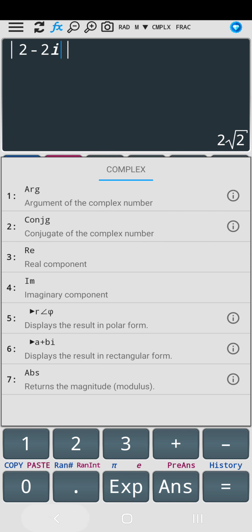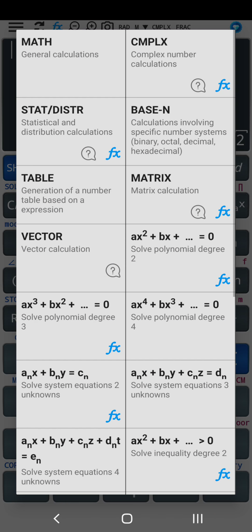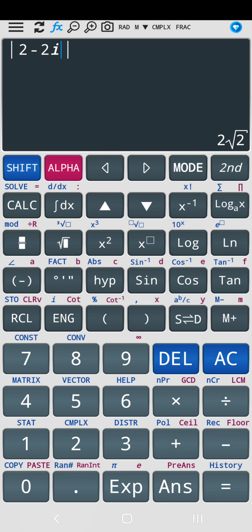Always remember, first thing you need to do is go to mode and select your complex operations rather than math and other things. Then you can do this operation. Alright.